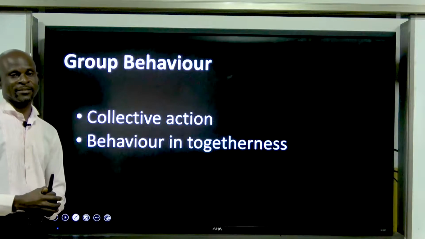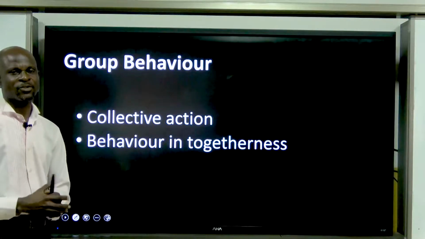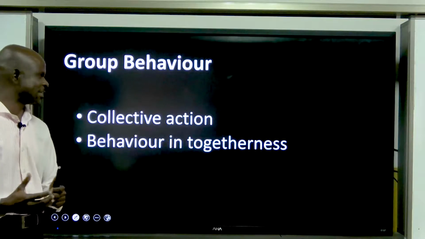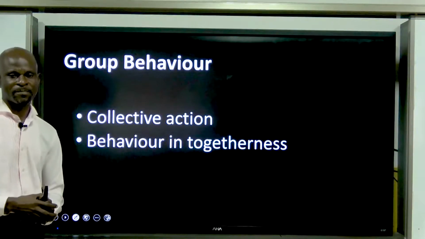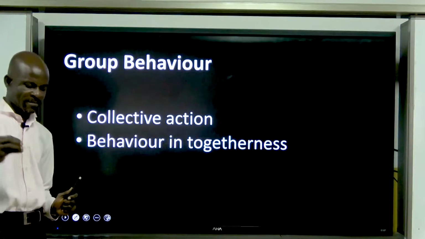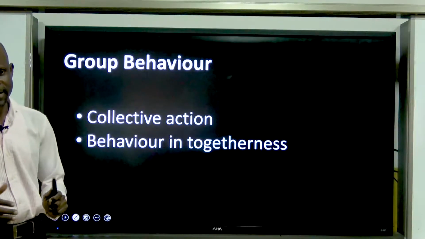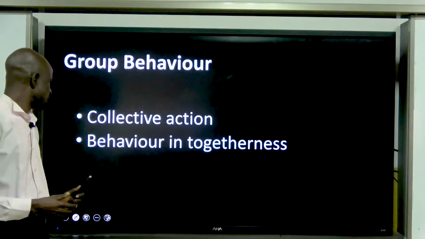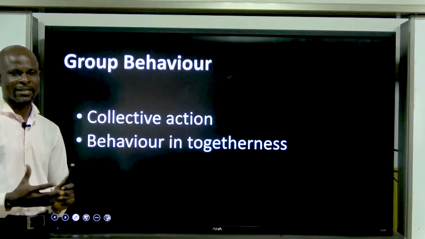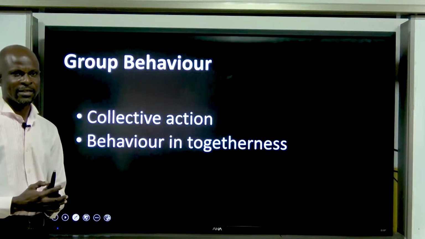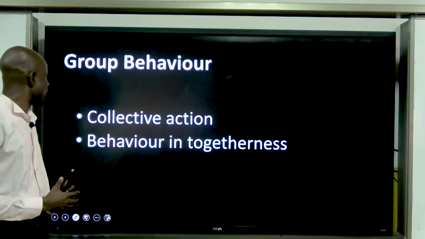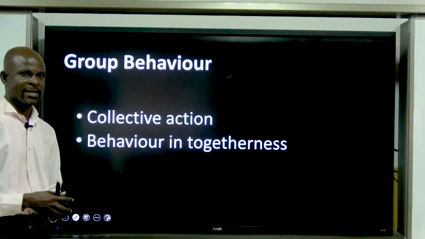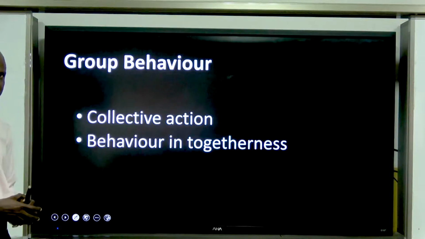It is behavior and togetherness. People are together in a group and they behave in a certain way. Remember, we mentioned peer group earlier, that the members can influence the behaviors and beliefs of other members. Behavior in togetherness. They want to act together. They want to show togetherness in the way they do things. Therefore, group behavior can be described as behavior in togetherness and a collective action.